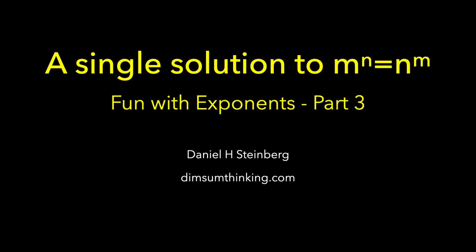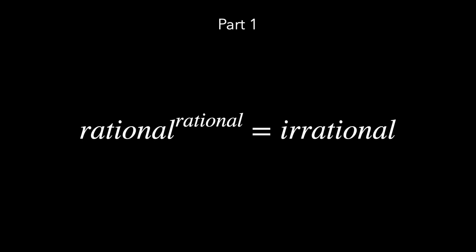Welcome to part 3 of Fun with Exponents. In this episode, we look at a single solution to m to the nth power equals n to the mth power. In part 1, we looked at the classic proof that you can take a rational number and raise it to a rational power and end up with an irrational number.